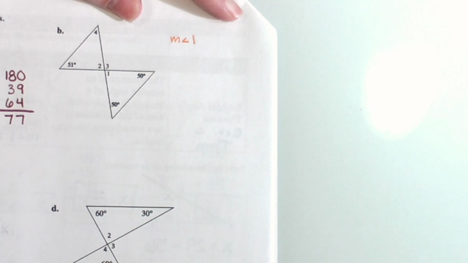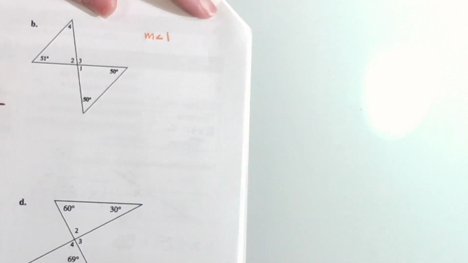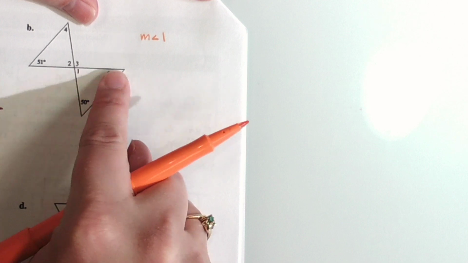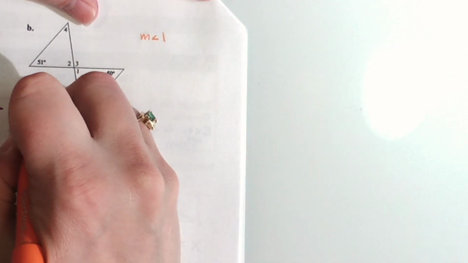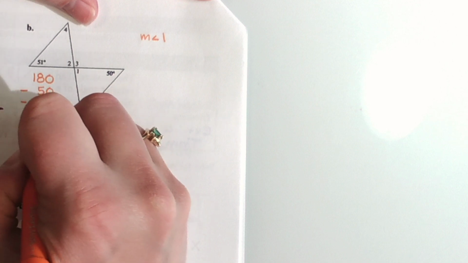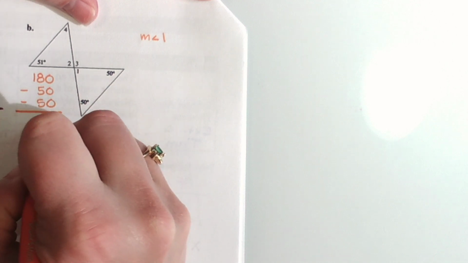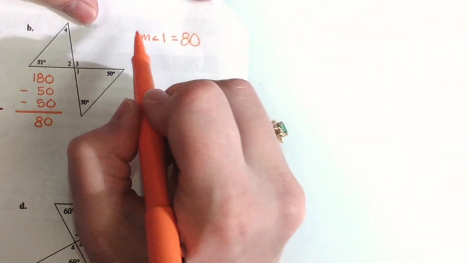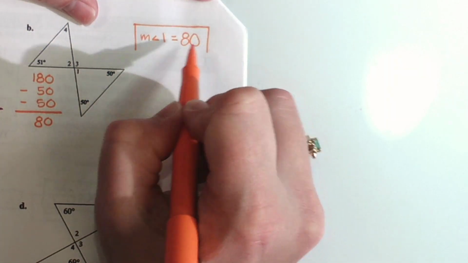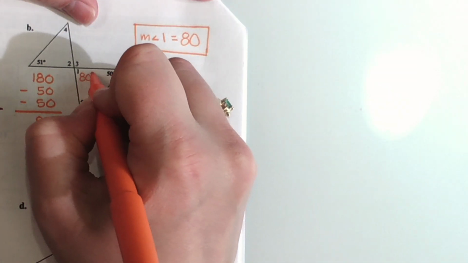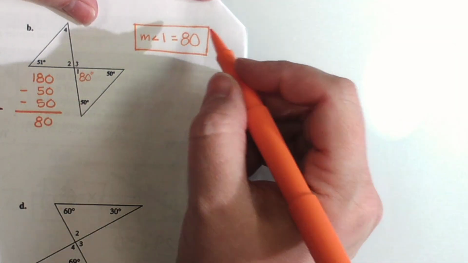Will it always be starting on angle 1? No. 3 angles of a triangle, if I'm looking at the 3 in a triangle, they add up to 180. So 180 minus the 50 and the 50 is 80 degrees. You knocked us a point right there since you forgot the degrees.